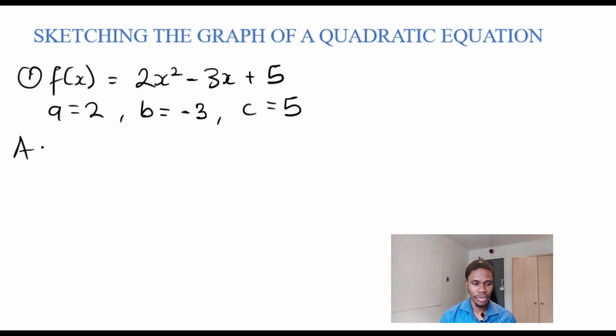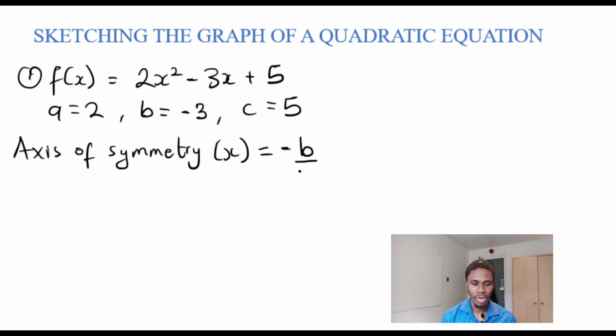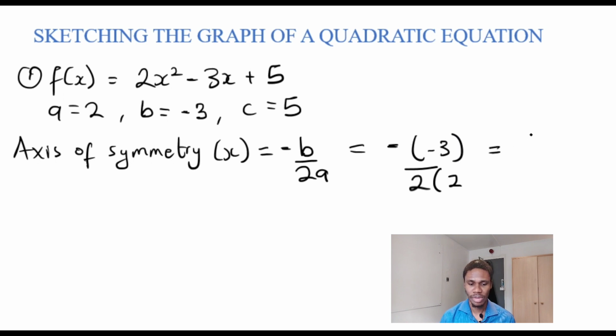So our axis of symmetry x is equal to minus b over 2a, which is minus b, b is -3, divided by 2a, a is 2. So we have negative times negative, negative gives you positive, 3 over 4. This can be written as 0.75. I'll be going to use my calculator here because some of the values are decimals and all.